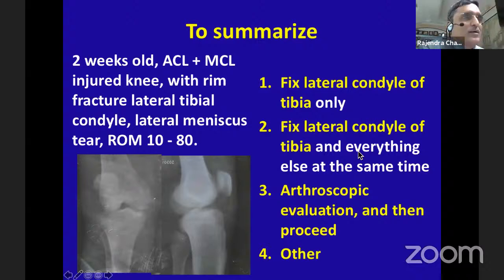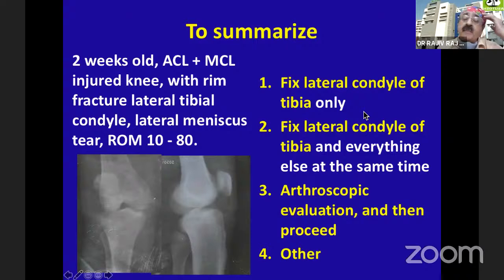Perfect. Dr. Rajiv Rai, you wanted to comment on that? I agree with Jignesh completely. I would do an arthroscopic evaluation. I would reconstruct the bony element and consider the ACL at a second stage. The lateral meniscus would be tackled at the same time at the first stage.